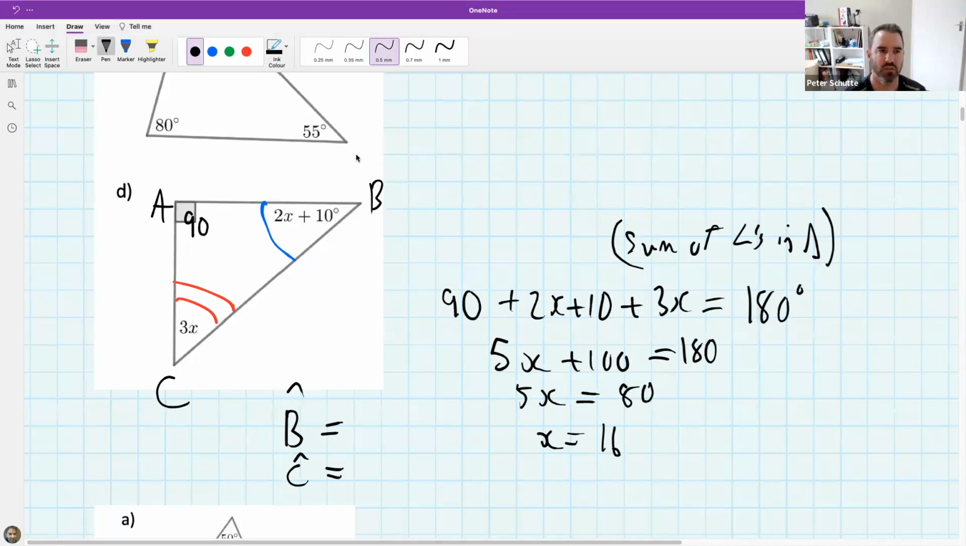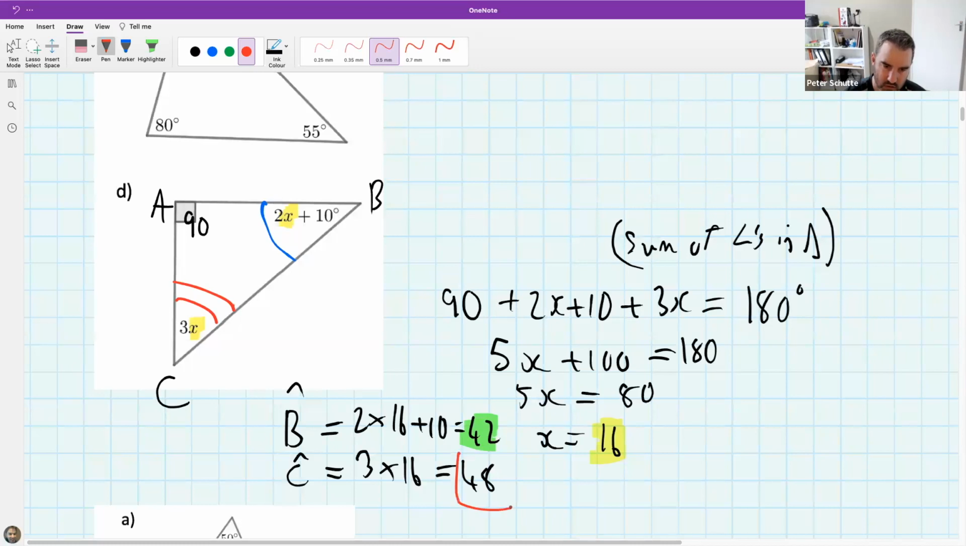So we have to use the 16, and we have to put it back over there, and put it back over there. So what are we going to get? 2 times 16 plus 10, which would be 42 for B. And then what are we going to get for C? I think we're going to get 3 times 16, which is 48 degrees.